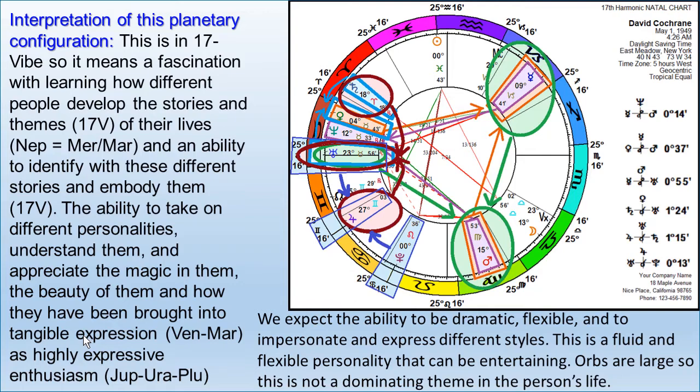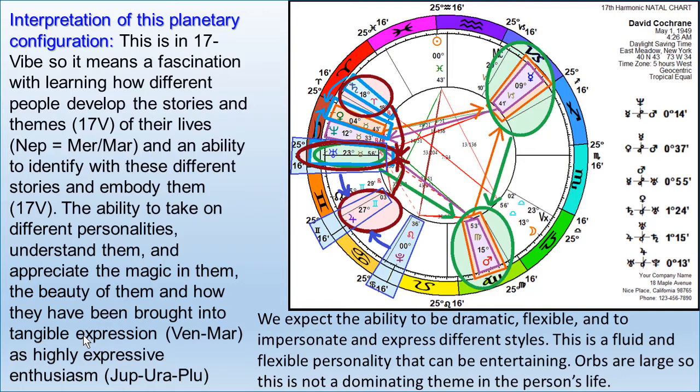Because Mercury, Venus, Mars has a 37-minute orb. The difference between a 14-minute orb and a 37-minute orb is pretty dramatic. When you get under 15 minutes, whoa, it is just crystal clear strong.